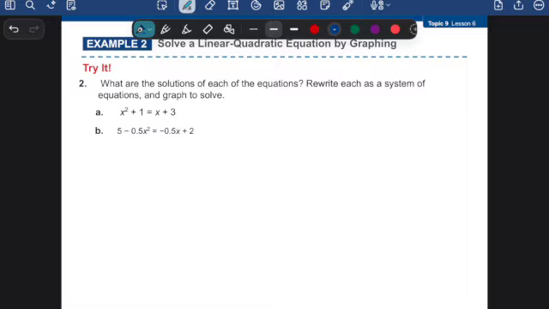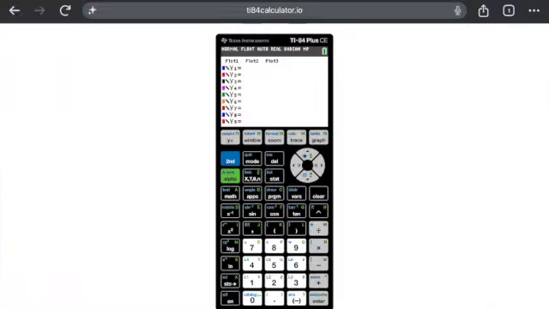So if it's going to be a system, if they're equal to each other, that's what we're looking for when the solutions are the same. So just give them both a y. So y equals x squared plus 1 is my first equation, and y equals x plus 3 is my linear equation. And then we're going to type that into the graphing calculator. So on your graphing calculator, type in your first equation, x squared plus 1, and your second equation is x plus 3. And we're going to second trace to calculate the intersect.